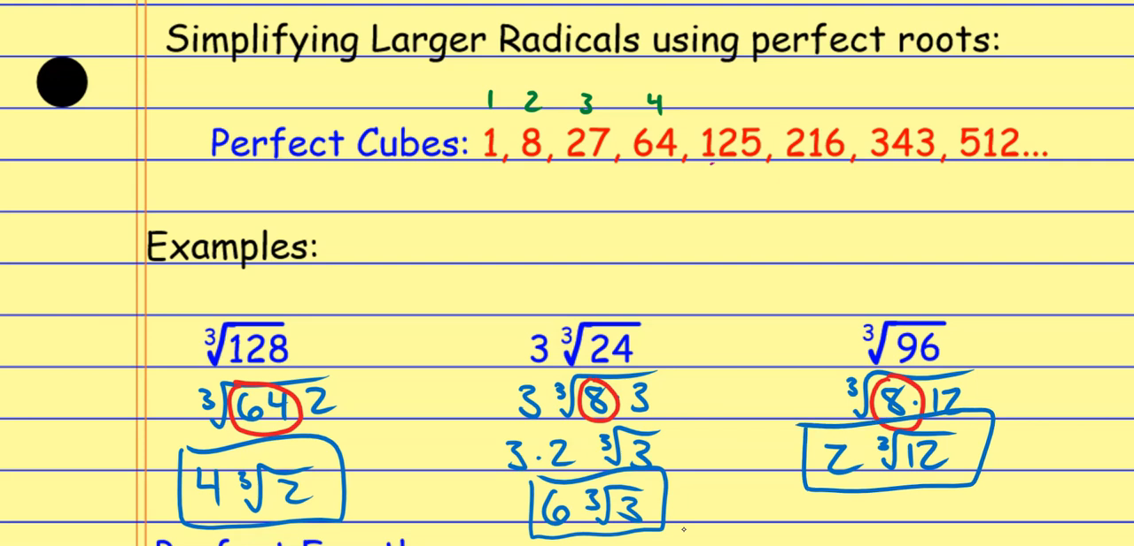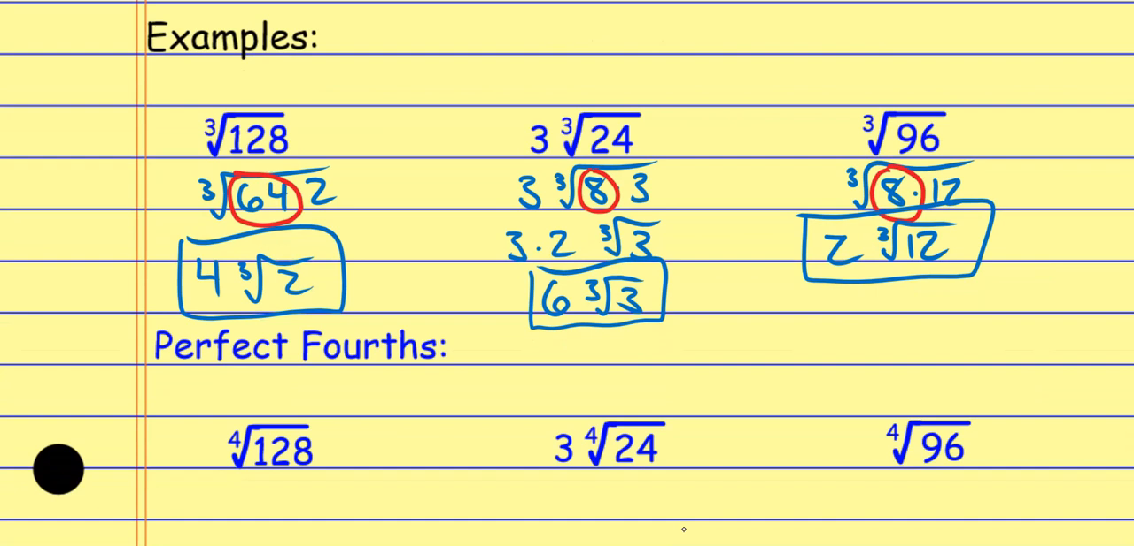okay? And so after I break this up, I just take the cube root of each thing until I've run out of stuff, okay? The cube root of 8 was 2. That was easy. That I could simplify. But the cube root of 12, that's just the cube root of 12, okay? So now let's think about it. Let's think about perfect fourths.